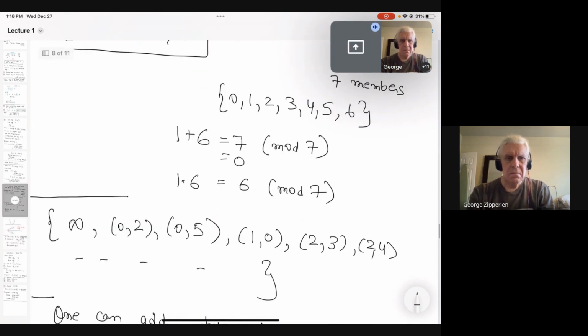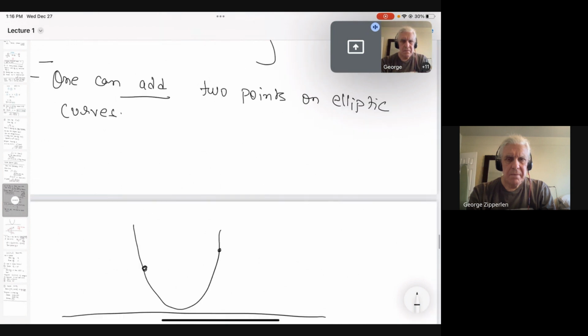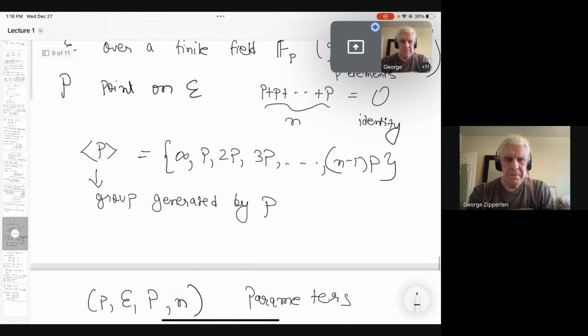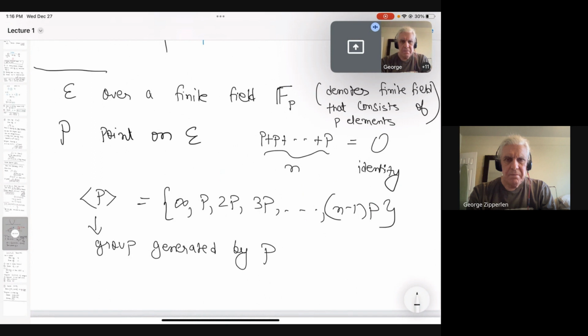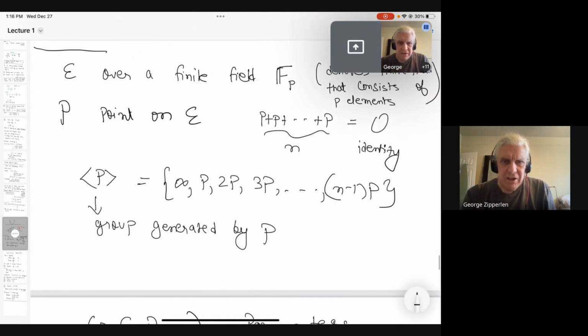Like I gave an example of F sub 7, right? That has 7 elements. So 0, 1, 2, 3, 4, 5, 6. Like for F sub P, we similarly have P elements: 0, 1, 2, 3, all the way up to P minus 1. I hope the question was about this. I'm not sure if the question is clarified.